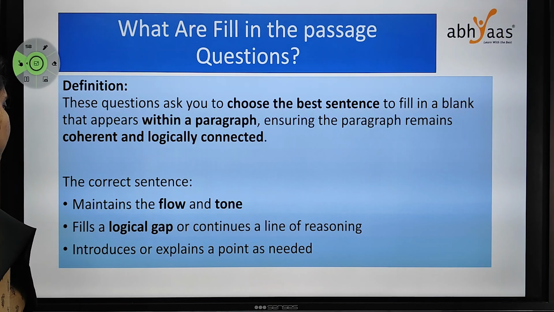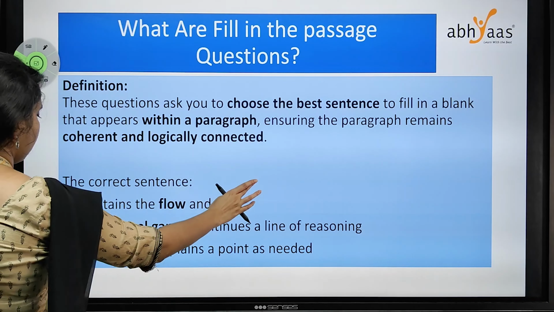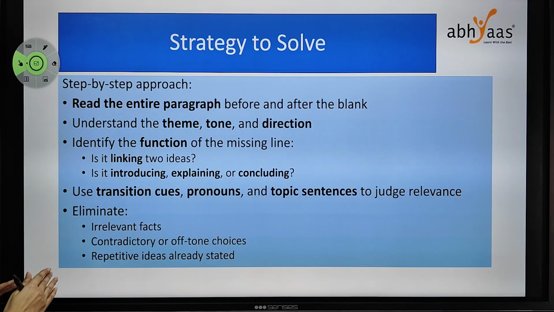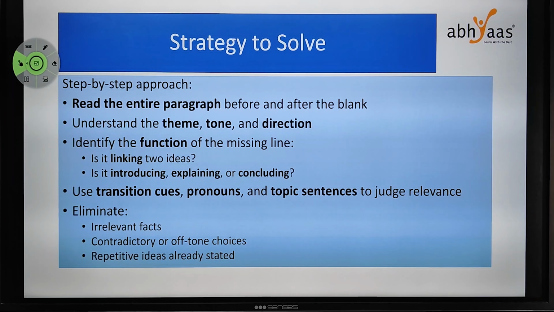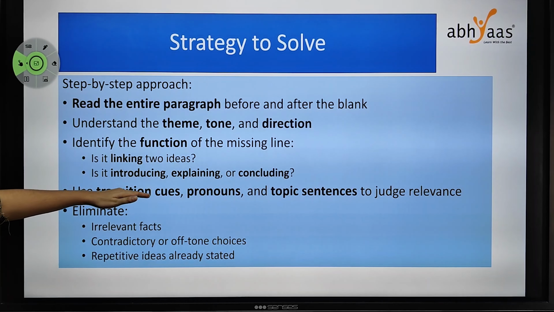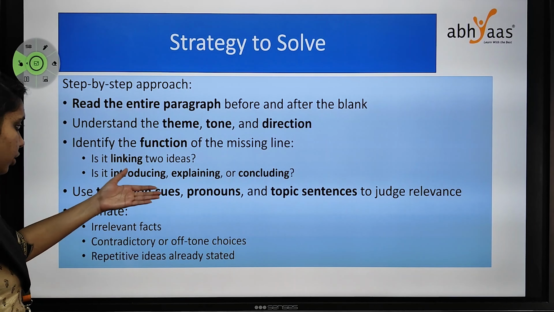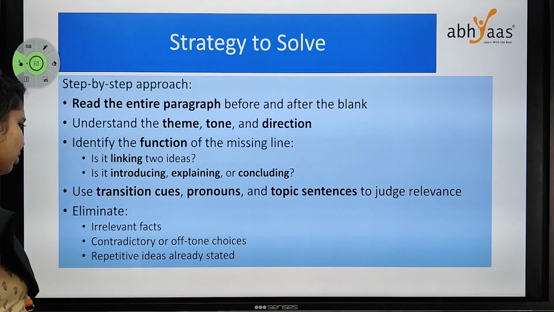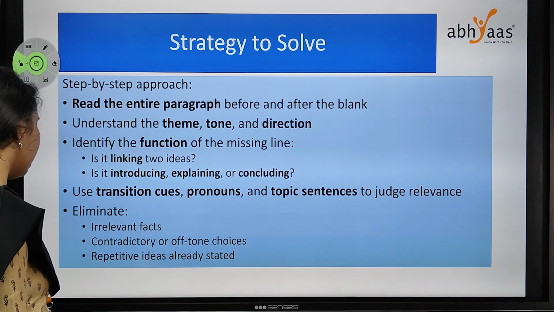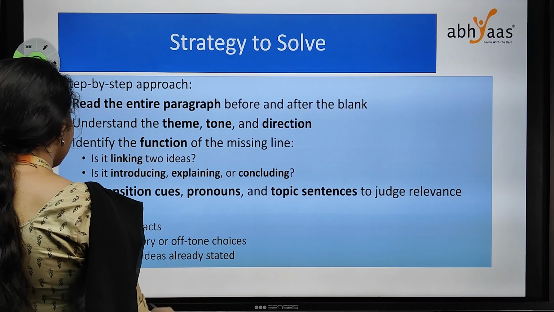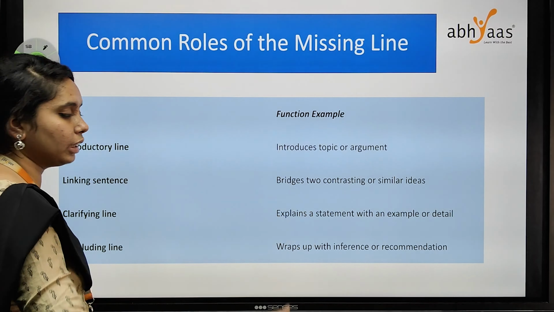You have to ensure that the answer has flow and the same tone as the passage, and also that it fills the logical gap. So read the entire passage carefully, understand the theme, the tone, the direction. Identify the function of the missing line. Is it linking two ideas? Is it introducing something? Is it explaining something? Even the starting lines can be left blank, right? So is it introducing, explaining or concluding? There are always some transition clues, the pronouns used, the topics used in the options. Eliminate things that are irrelevant, contradictory or repetitive, something that's already stated.